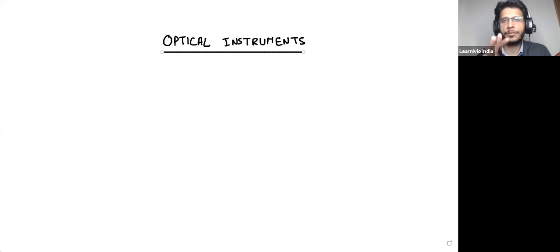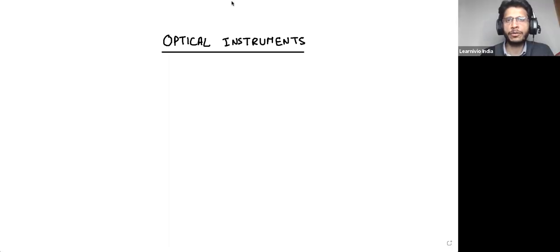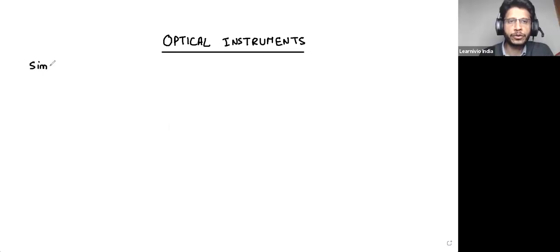See, when the final image is at least distance and the final image is at infinity. We completed both cases. We did any numerical? No, I don't think. We have not done any numerical. No numerical. So let's do few numericals on simple microscope.